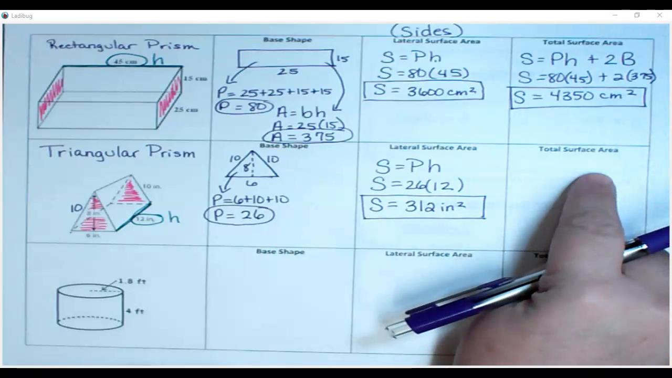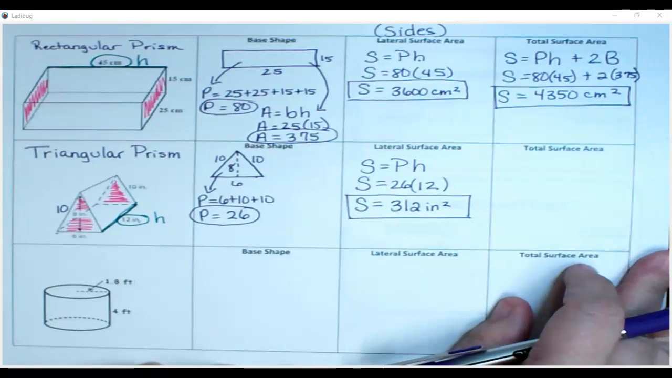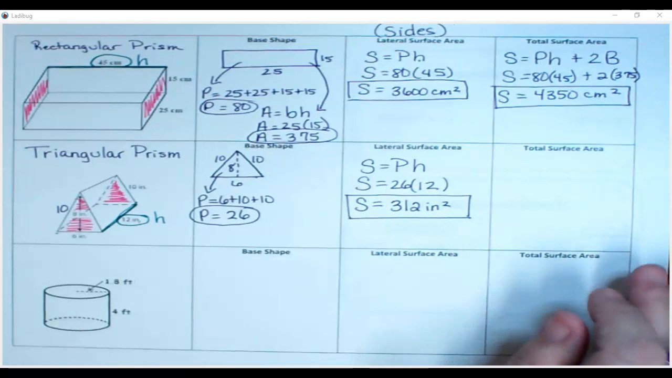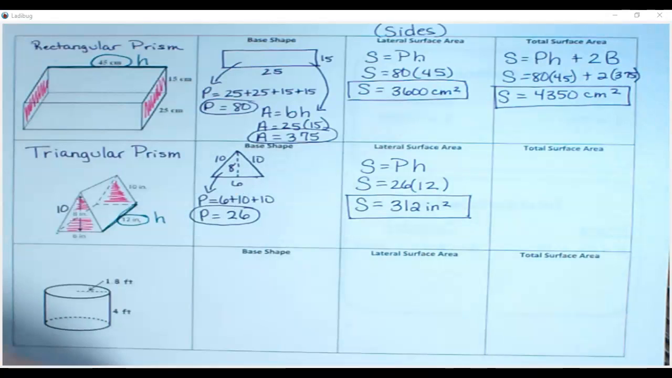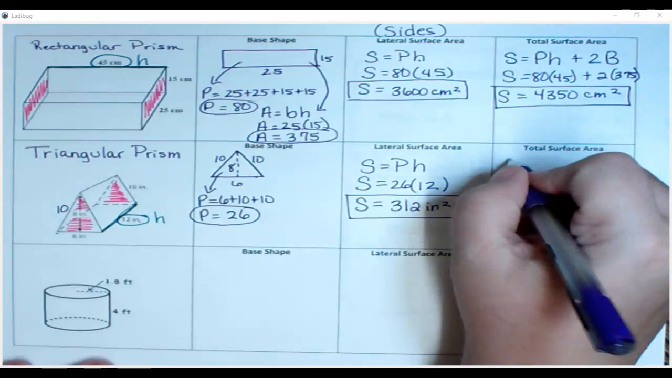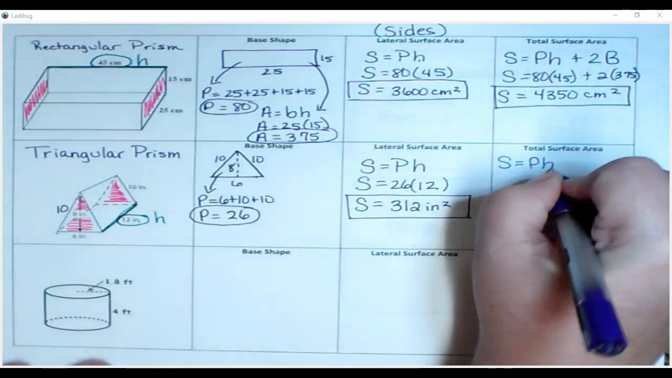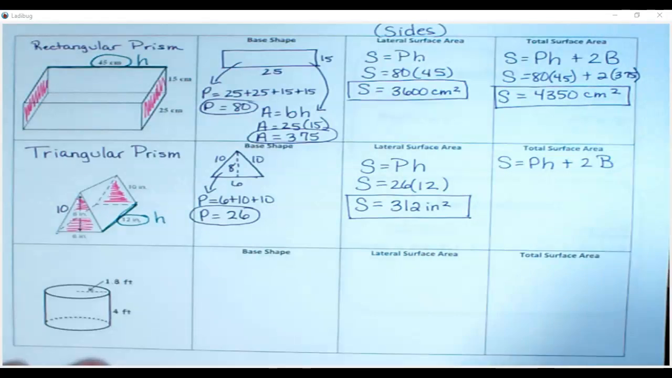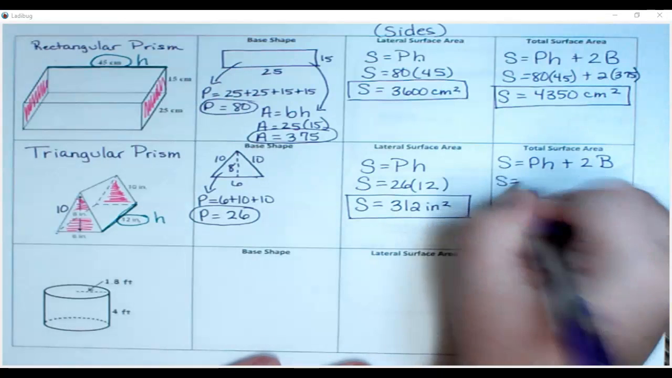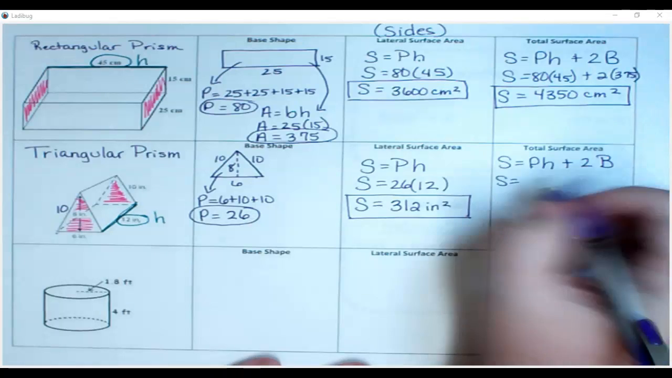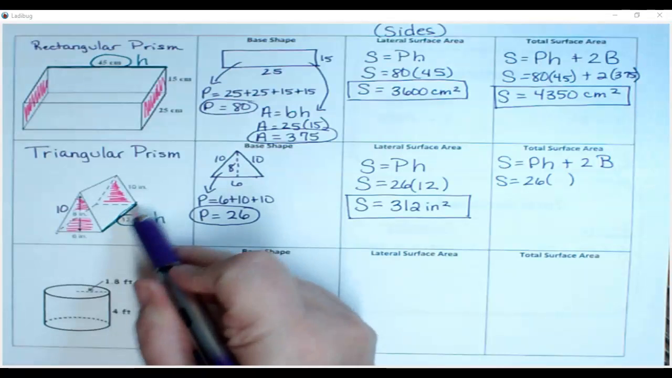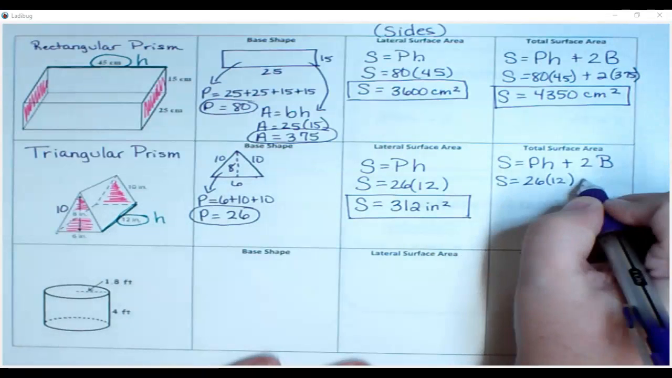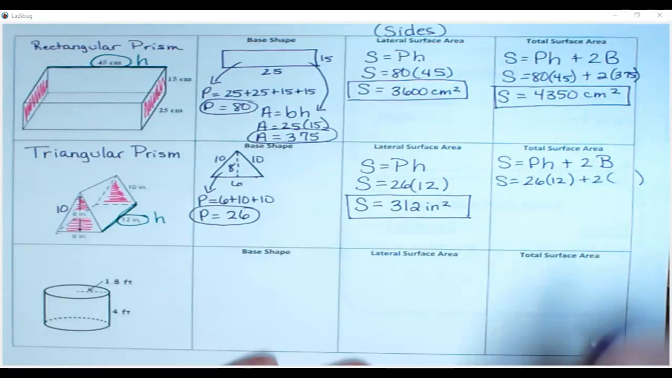All right, last one for this example, total surface area. Again, go to your formula chart, find the surface area section, look for the prism because it's a triangular prism, and go over to total. S equals capital PH plus 2 times big B. All right, S equals perimeter of the base. We already found that over here, so let's just plug in 26 times the height. Again, our height is still 12. Plus 2 times big B.